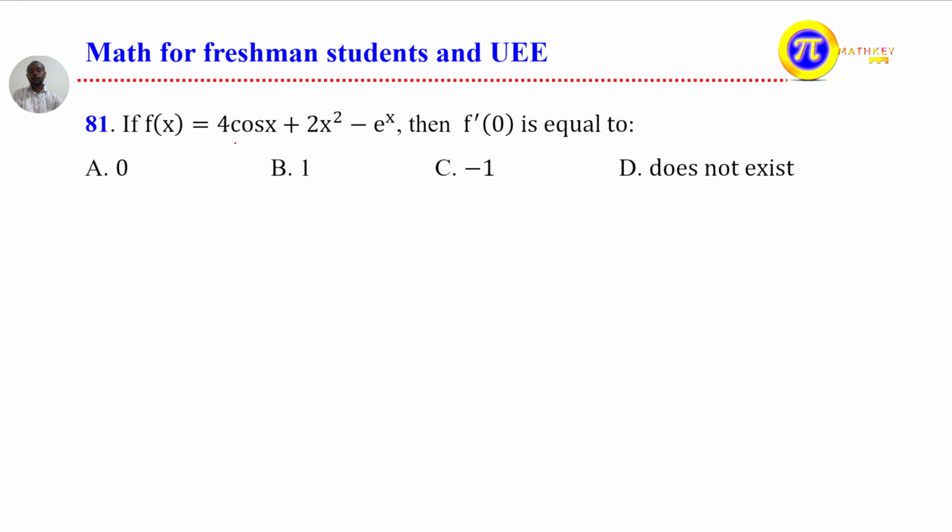The next one: if f of x is equal to what? Given as such, then find f derivative at 0. You can find the derivative of this function first. F derivative at x means what? Derivative of cos x is what? That means negative sin x.